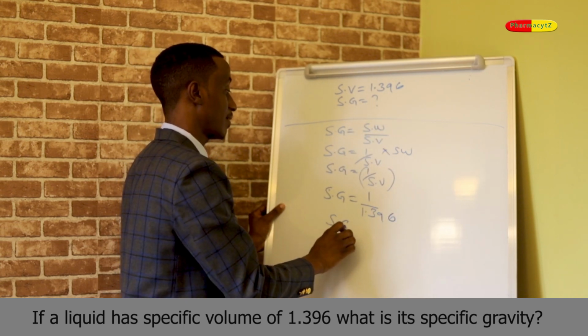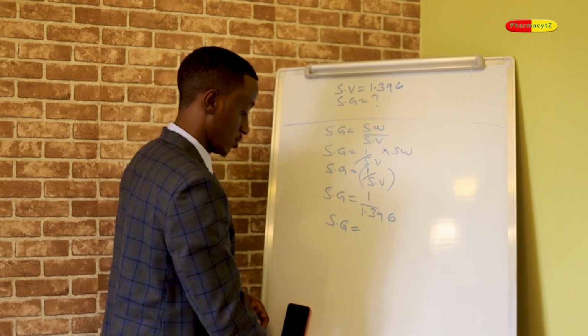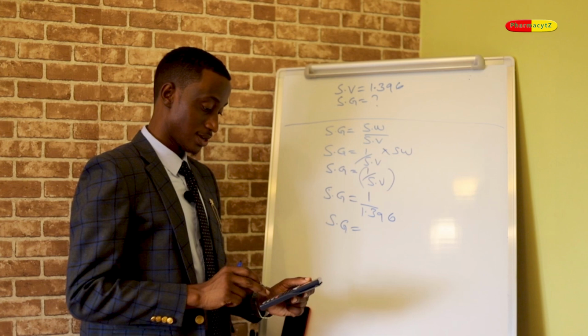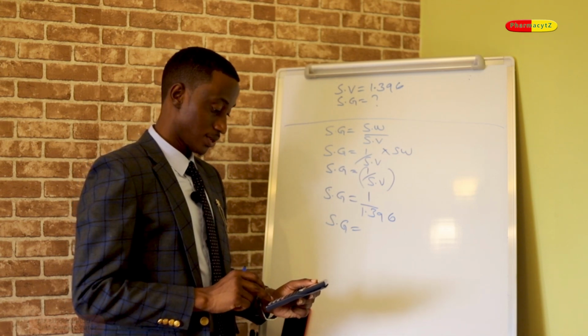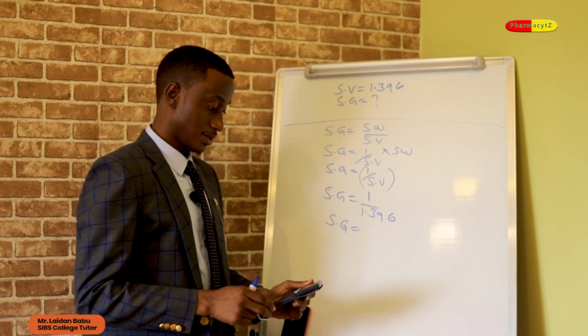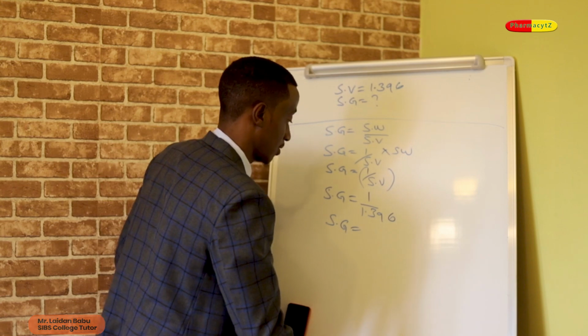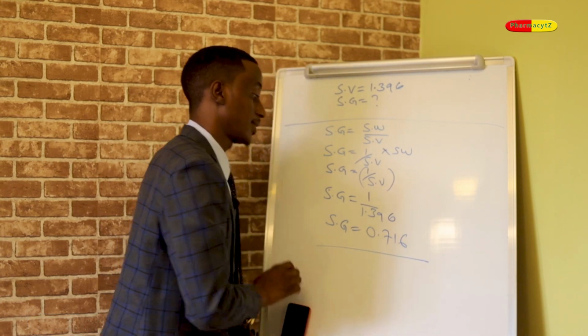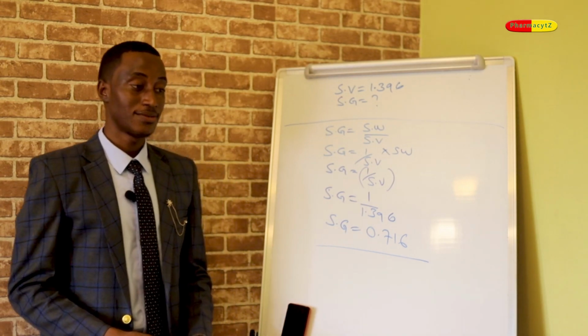Then the specific gravity is equivalent to the inverse of the number, 0.716. This is 0.716. That will be your specific gravity.